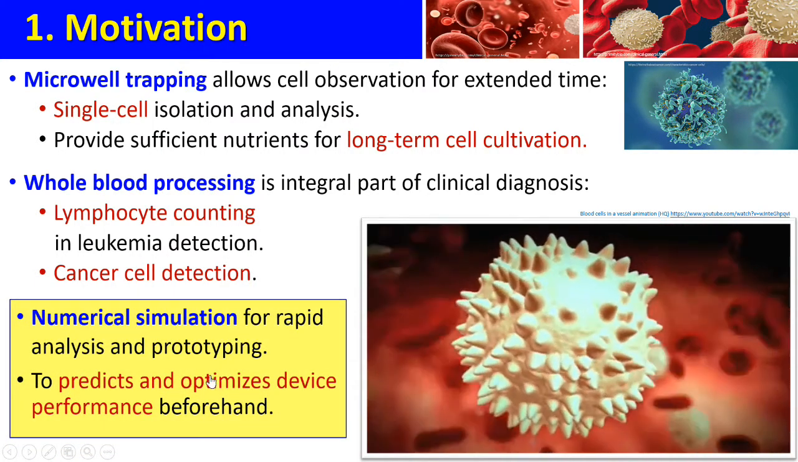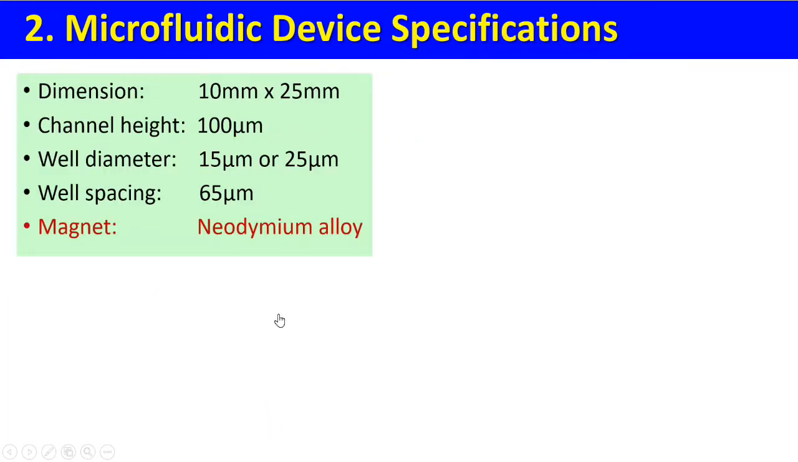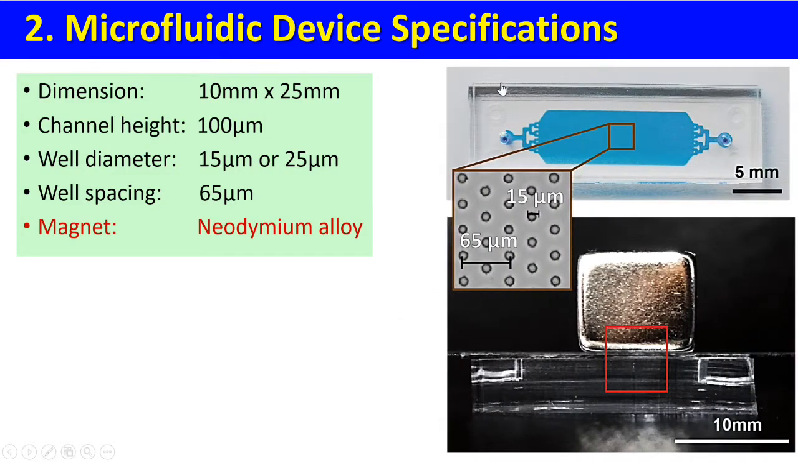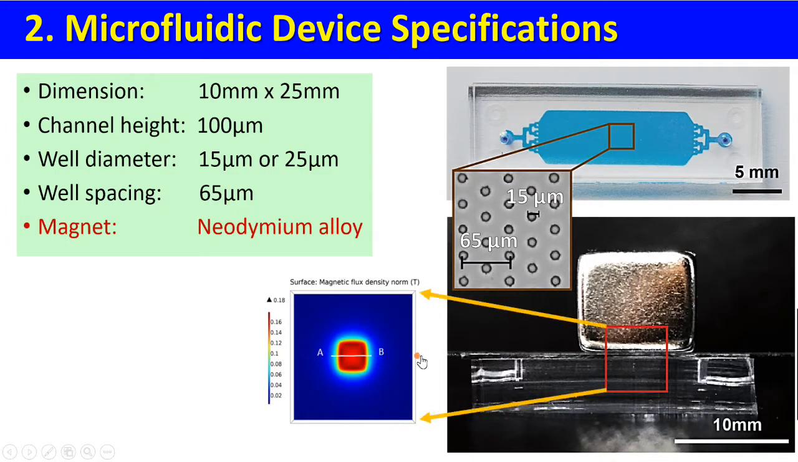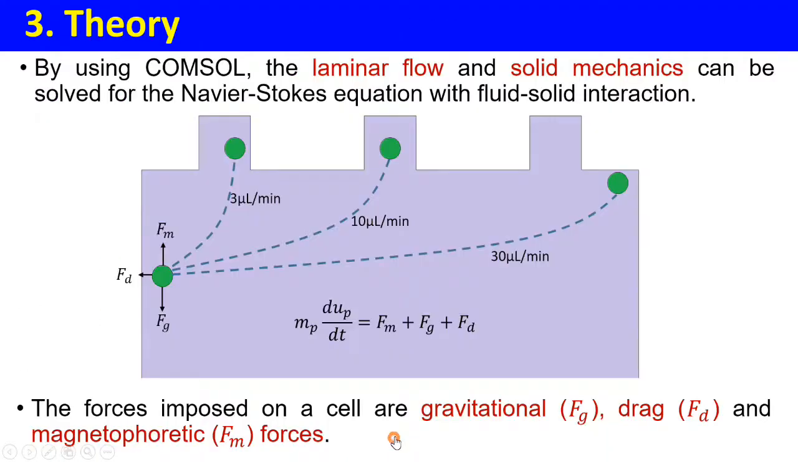Numerical simulation predicts and optimizes device performance beforehand. 2. Microfluidic device specifications. This is the device parameters. These are the well parameters. This is the magnet used in our study. These are the magnet parameters. These are the modules used in our simulation.